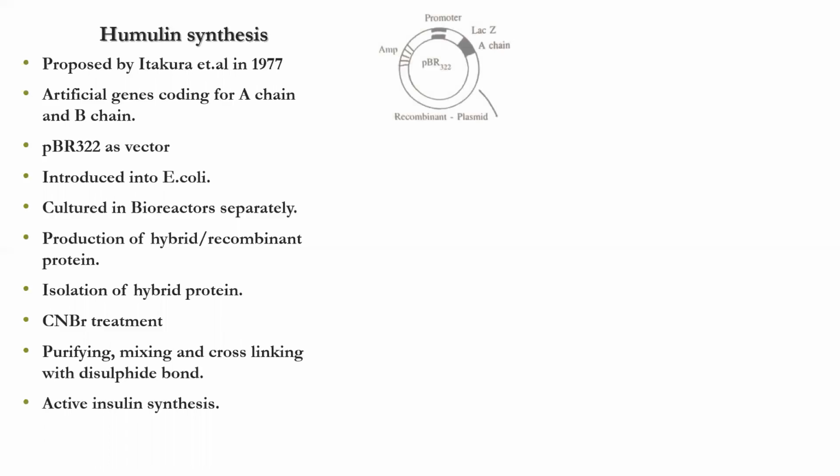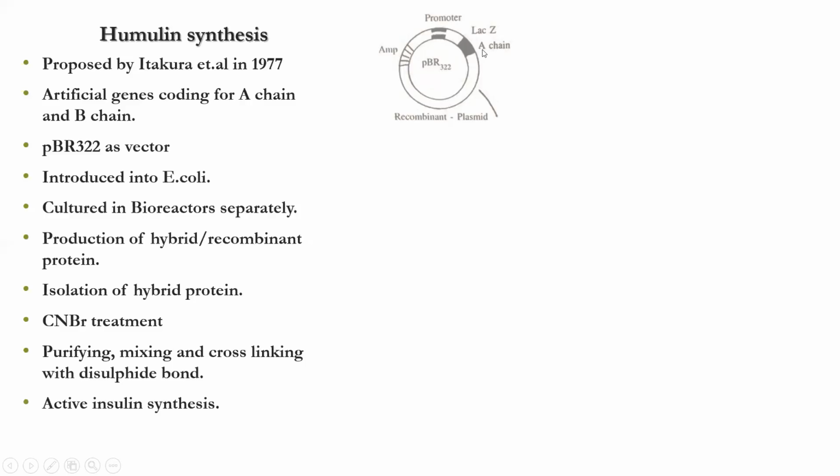See here, this is the diagram of the recombinant plasmid. That means this is the pBR322, and it consists of two types of antibiotic resistant genes, that is the ampicillin resistant gene as well as the tetracycline resistant gene, and it consists of many cloning sites. But here, the A chain gene is inserted into the pBR322 at the region of the tetracycline resistant gene.